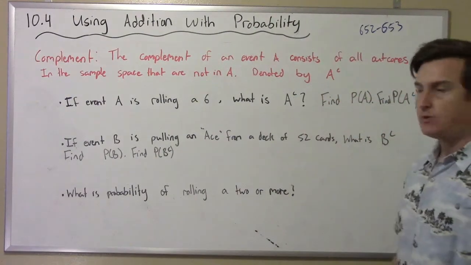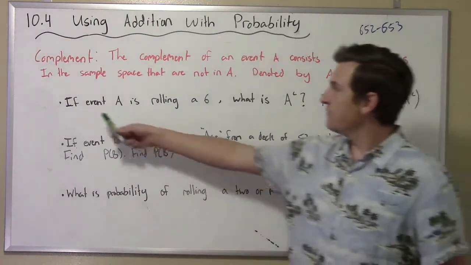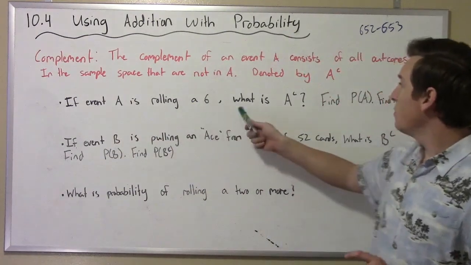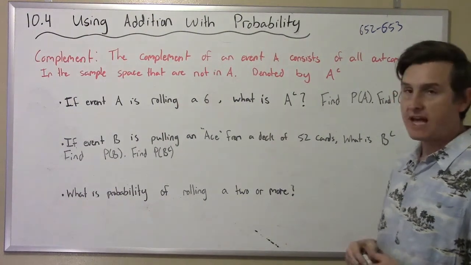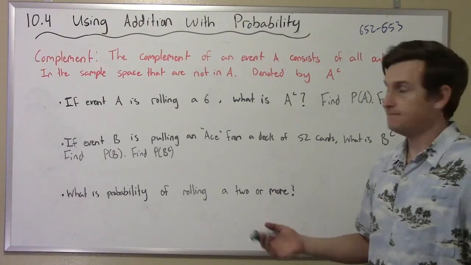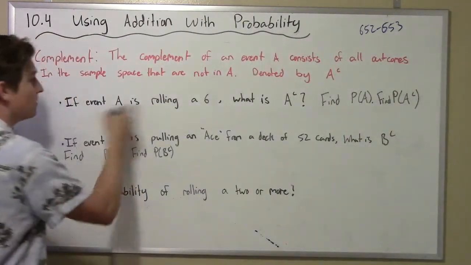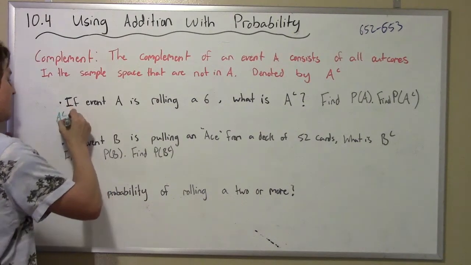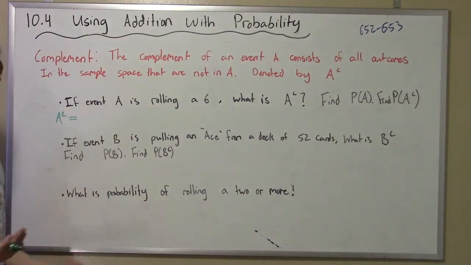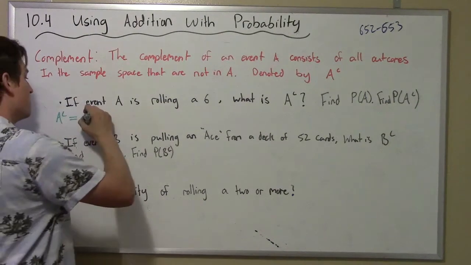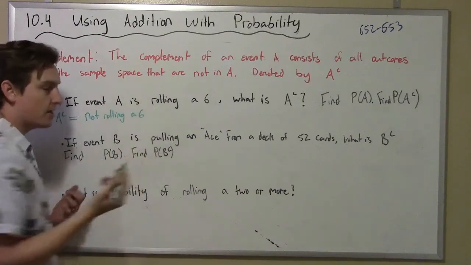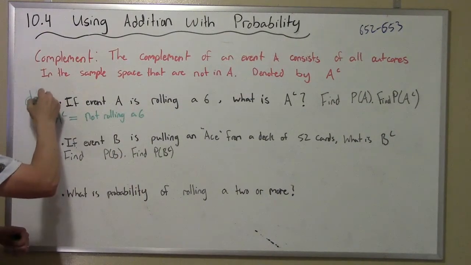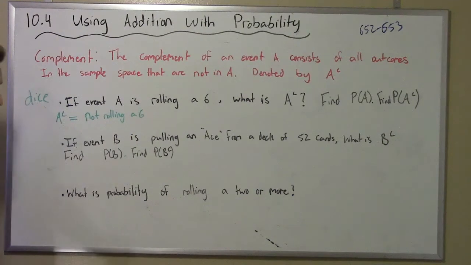So let's look at an example, and this will make more sense. If event A is rolling a 6, what is the complement of A? The complement of A would be not rolling a 6. So event A is rolling a 6, and the complement of A would be all the options where we don't roll a 6. So we could say not rolling a 6. Sorry, I should have mentioned this before, but just from context, we're talking about dice here, a six-sided number cube. That's what they say in the book.